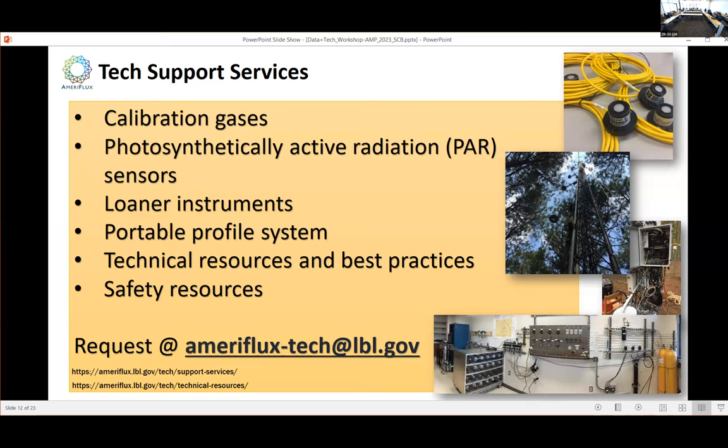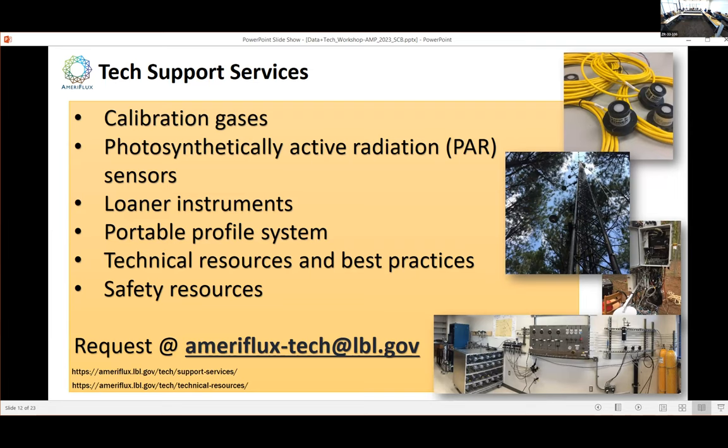Of course, a lot of us in the tech team, like Steven, Hassan, and Sigrid, who is stuck in Seattle but is going to be here this afternoon, are experts in helicobiome. So questions, contact us at AmeriFlux-tech@nvl.gov. You can ask us questions about challenges that you have. If you want to request equipment, same. And also, we have a lot of information on safety that we can provide in the system.